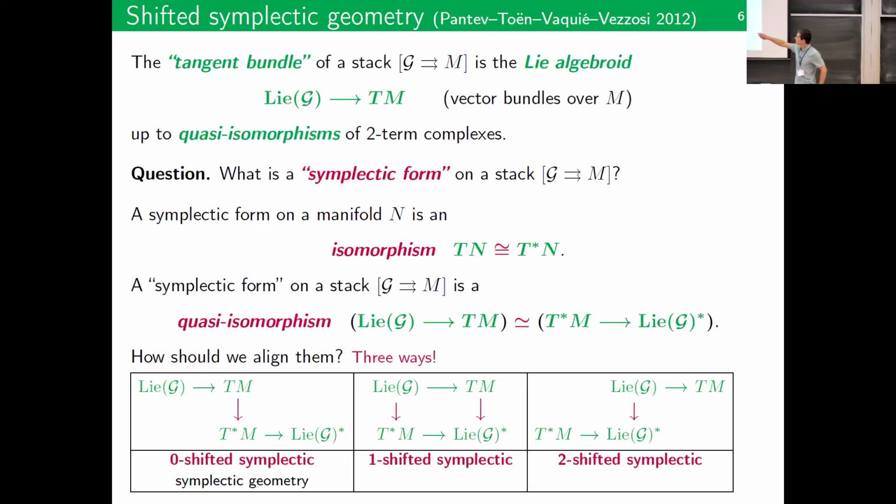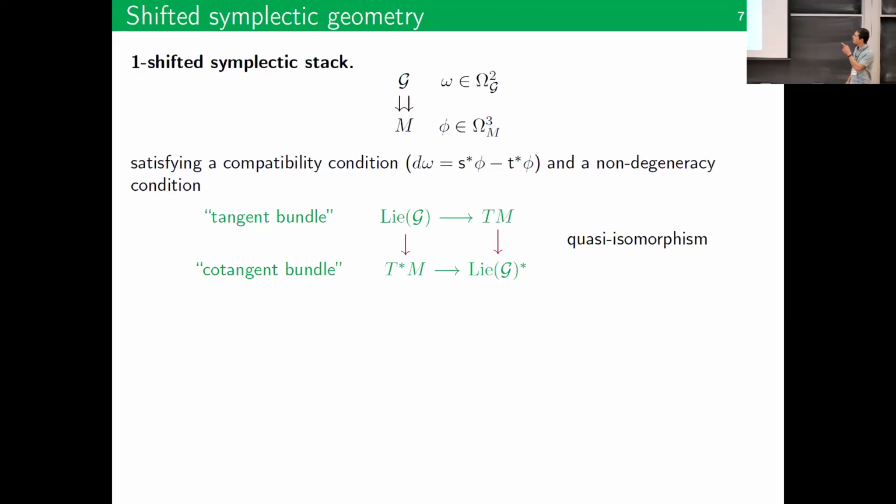So I said it's a quasi-isomorphism, just like for a symplectic manifold, it has to come from some kind of form. Here it's a series of forms. For a 1-shifted symplectic stack, we have a 2-form on the space of arrows, a 3-form on the space of objects, satisfying a compatibility condition, which is the analog of requiring that the symplectic form is closed.